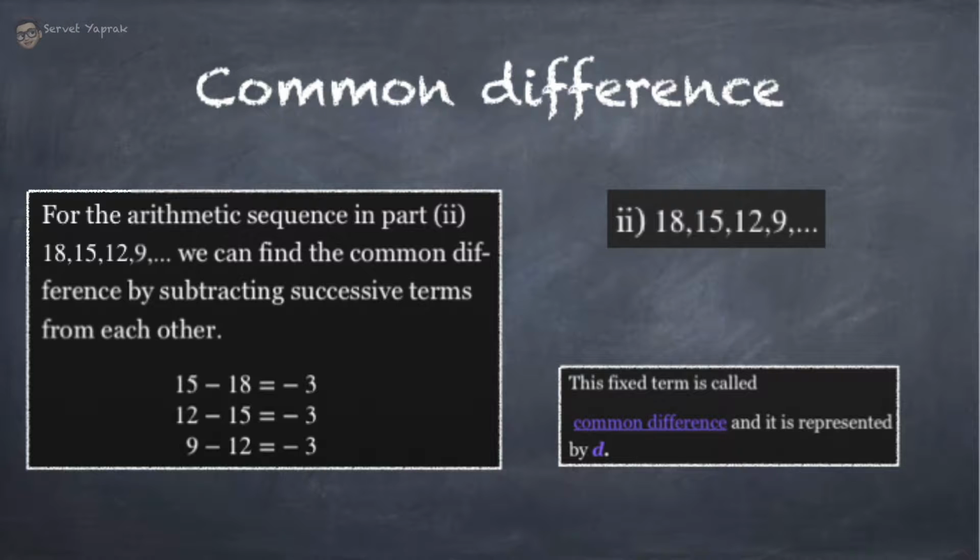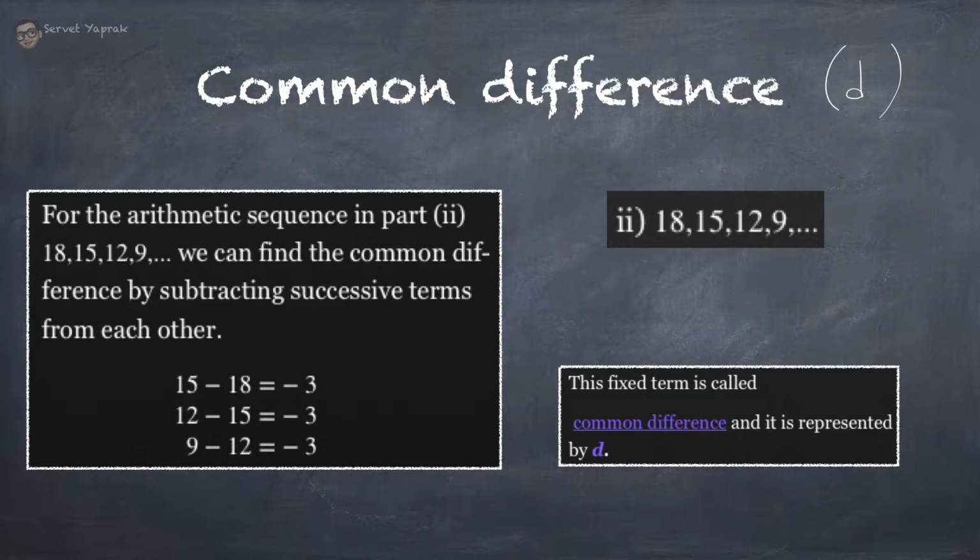This fixed number is called the common difference. IB calls it common difference and it is represented by d. For the second example we talked about, the fixed term is -3, so we can say that the common difference in this sequence is -3 and we will represent it by d.